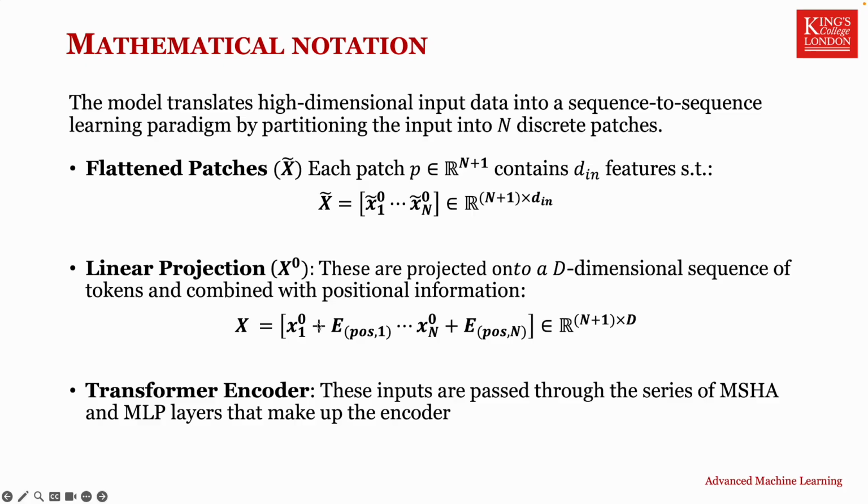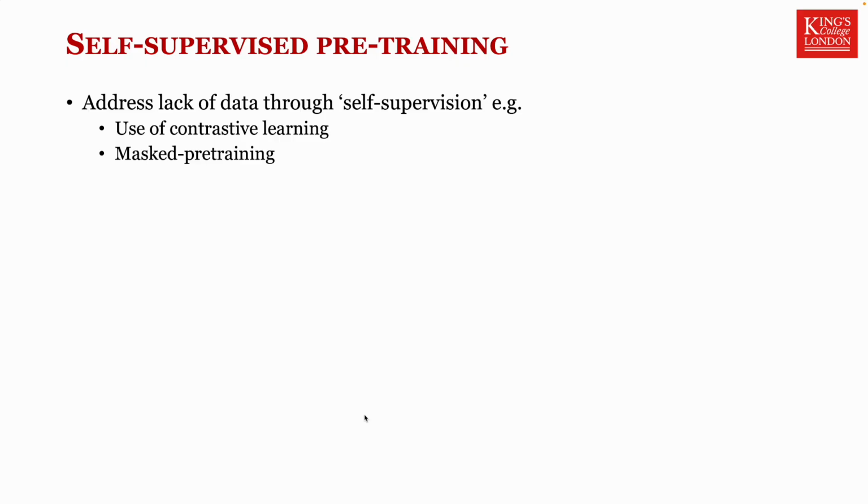Okay, so x1, 0, this is the token length after it's been projected onto a d-dimensional sequence. So x1, 0 plus e, the positional embedding at location 1 added. The resulting tokens are then pushed through the transformer encoder, composed of a series of MHSA and MLP layers. Next, we need to deal with the resulting explosion in learnt parameters.